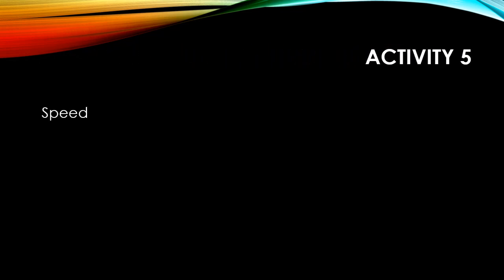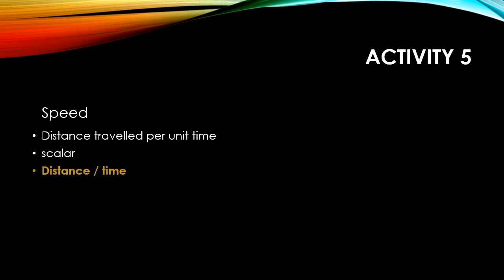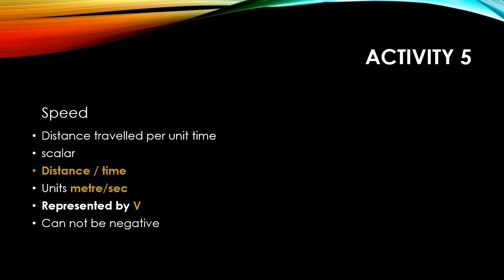So we'll compare now the speed and velocities. Already, speed is the distance traveled per unit time. As it does not have any direction, it is a scalar, and the formula is distance by time. And what are the units? The distance units are meters, time units are seconds, so the units are meters per second. How can you represent any quantity? You should represent it with a letter. You can represent the speed with a letter V, capital V, and it cannot be negative.